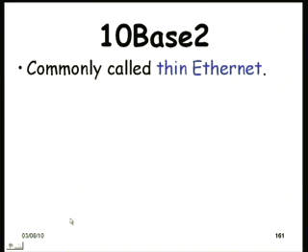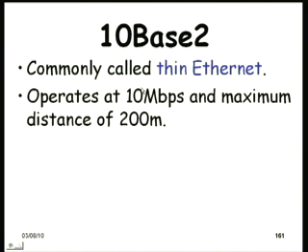The 10 base 2 existed quite some time back, maybe 15-20 years back. Those days it was called the thin Ethernet. Nowadays nobody uses this, but old networks you can still find them. It operates at 10 Mbps, and the maximum distance of this network is 200 meters.